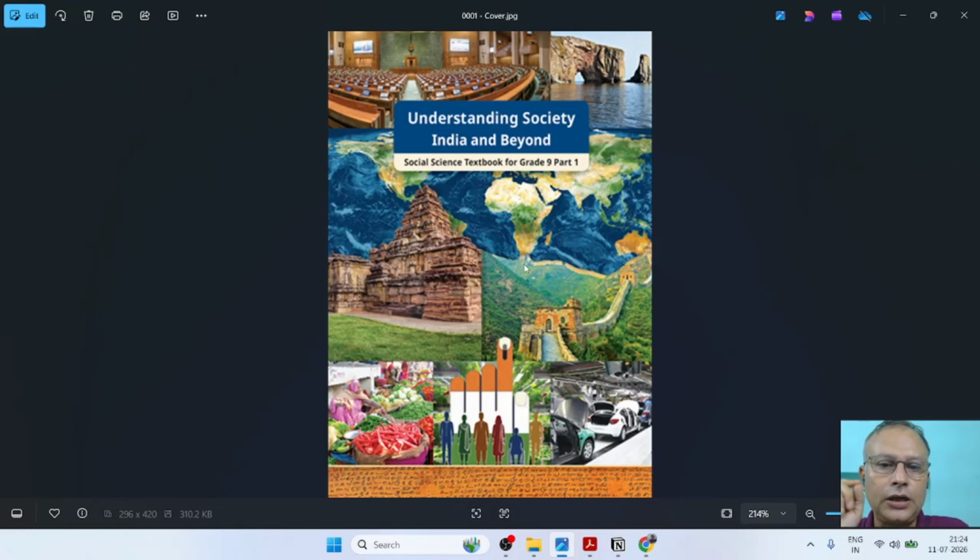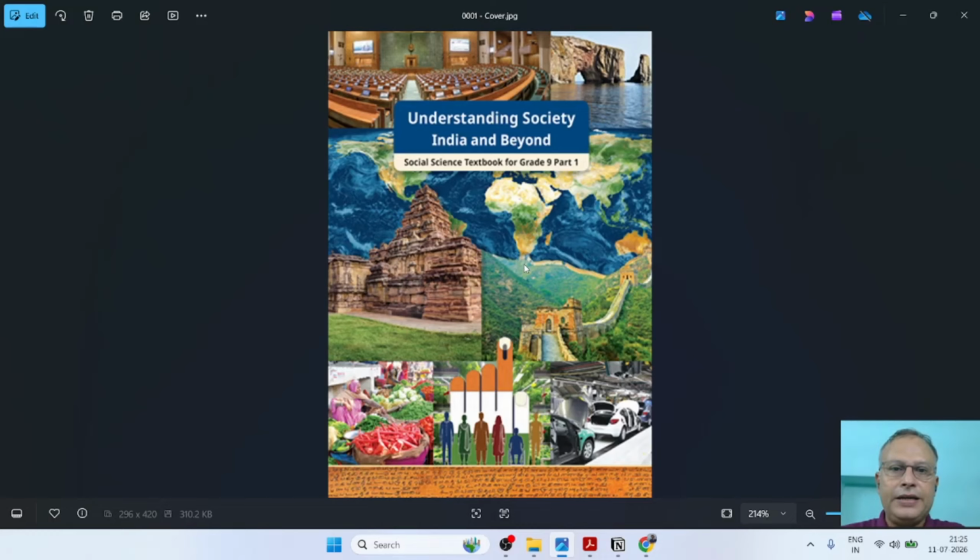Here is the front cover or the front page of the book. The book name is Understanding Society, India and Beyond. I think that in the previous books, in class 9, geography, history, civics and economics were all divided into 4 books. Hope you remember. If you have any senior students in your school, you can confirm this from them. But in this new syllabus, geography, history, civics and economics have all been put into a single book.